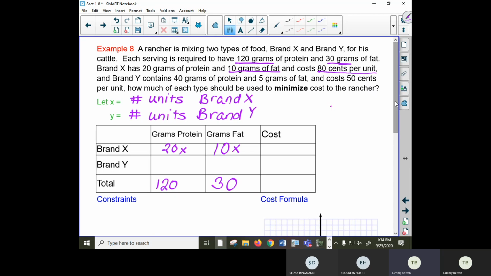And then it costs us 80 cents. So I'm going to write that as 0.8 for every unit of X that we buy. And so that would be times X. Okay. The next one is for brand Y, and brand Y is 40 grams of protein. So that's 40 times every unit of Y, and then 5 grams of fat per serving. So that would be 5 times Y. And then that one costs 50 cents. So we're going to write that as 0.5 Y.